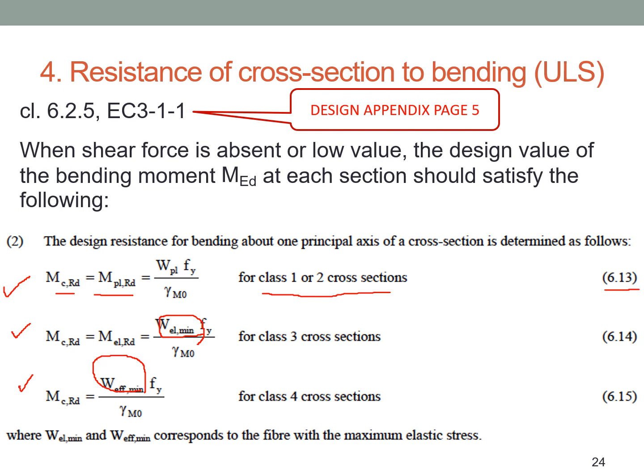Okay, so normally for section, we are going to avoid class 3 and class 4. So that we are going to use this equation only, which is we calculate MPLRD equals to WPL Fy divided by gamma M0. So WPL is actually the plastic modulus. This you get from the appendix. Fy is the yield strength.